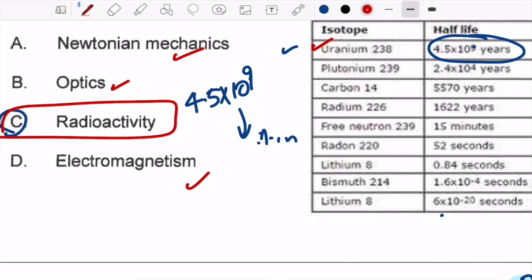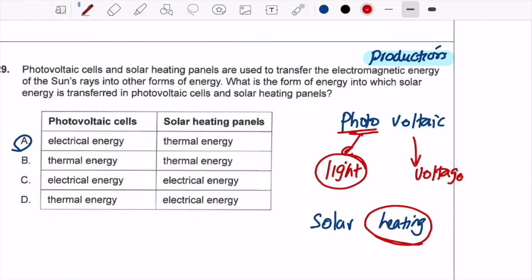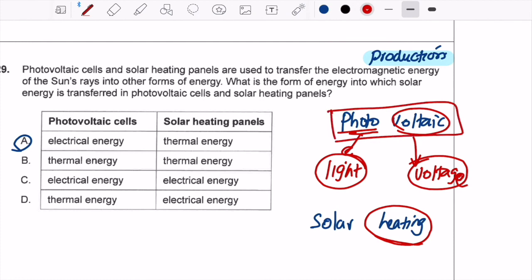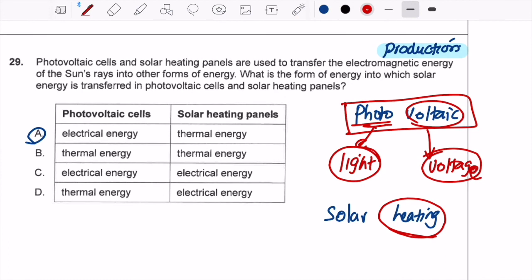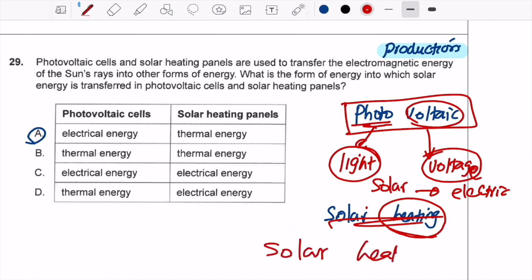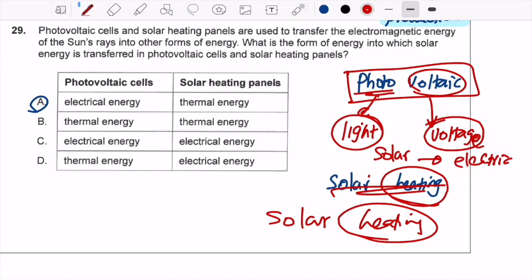Photo means light, voltaic means voltage. So using the light of the sun, if you can produce voltage or electric energy, we call them photovoltaic cells. So the conversion here is solar energy or light energy changes into electric energy. Now let's think about solar heating. Again, heating means directly it heats up. So solar energy changes into heat or thermal energy. So answer has to be A.